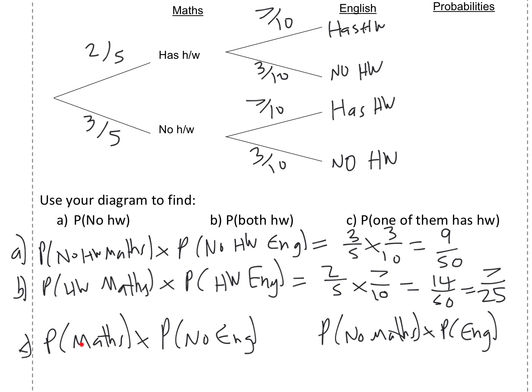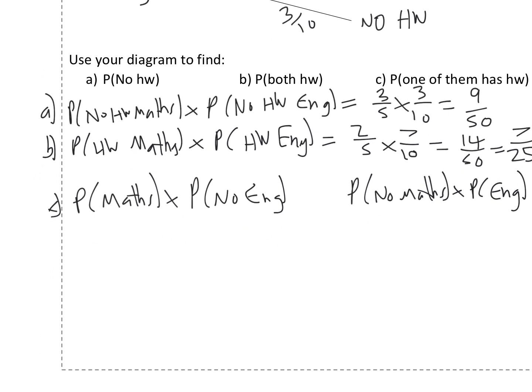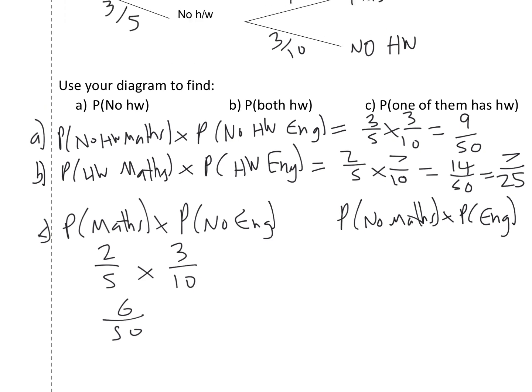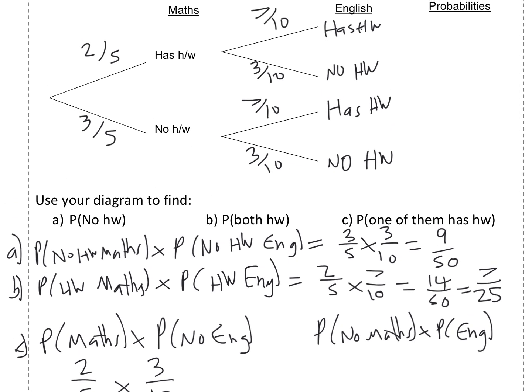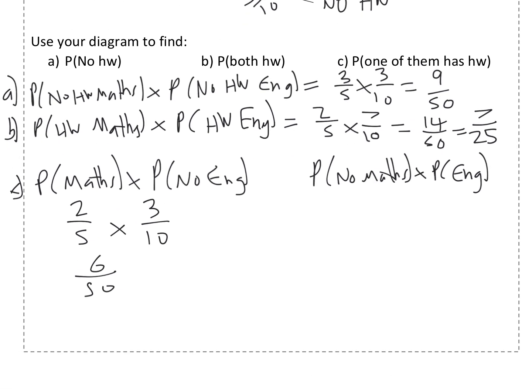So this one here, maths and no English, 2/5 times 3/10. That would be 6/50. The other scenario that gives you one homework is no maths, but you have your English. So no maths and English, 3/5 times 7/10. And that probability would be 21 out of 50.